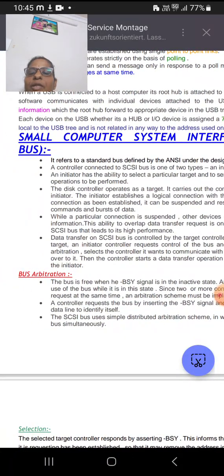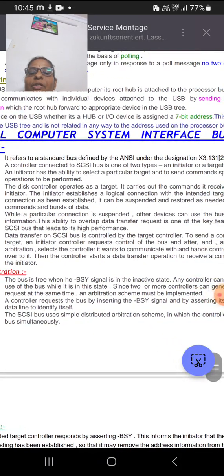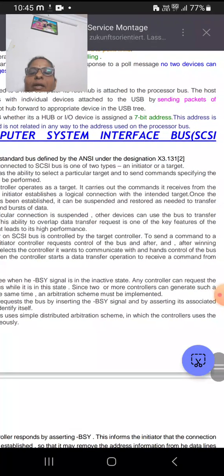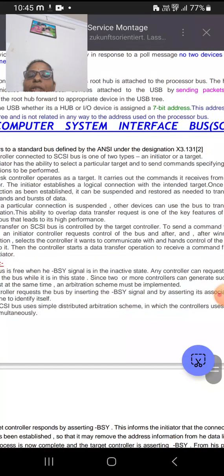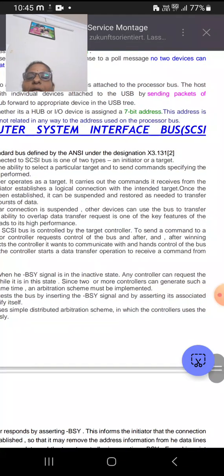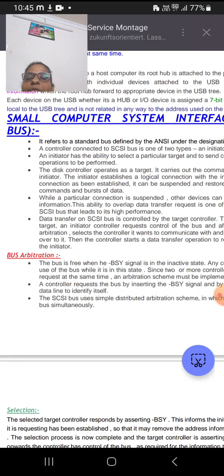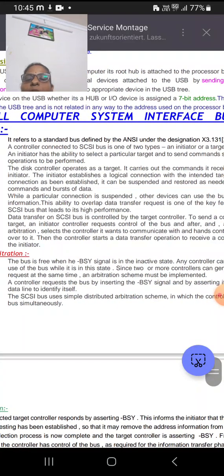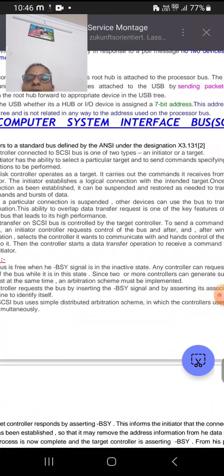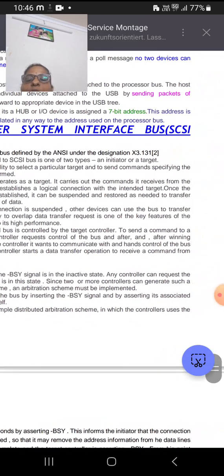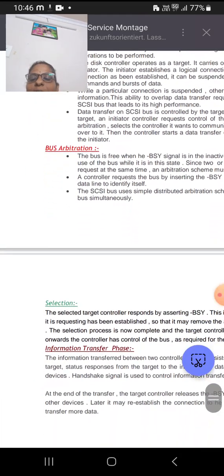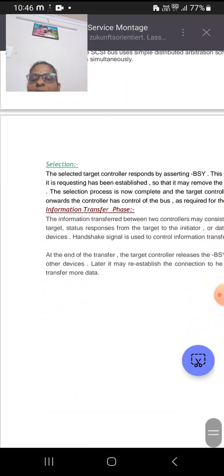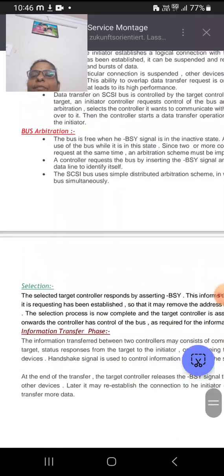It sends a command to the target, and the initiating controller requests control of the bus, and the winner of the arbitration is selected. So the selected controller can communicate with the host controller and the bus is handed over to it. The controller starts the data transfer operation after it receives the commands from the initiator. So the bus has selection and information transfer phases.